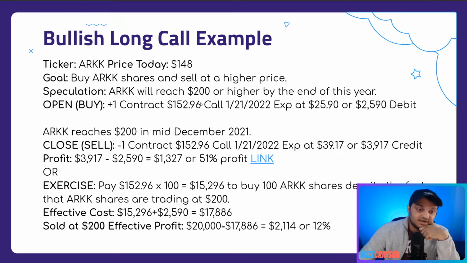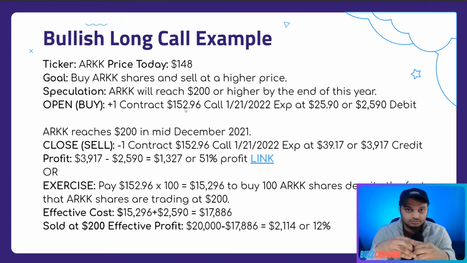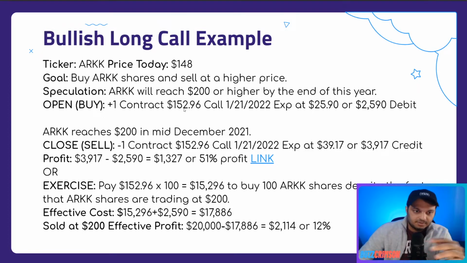The strike price is $152.96. If the ARKK stock price reaches this strike price or goes above, I'm in the money and I can exercise. As I mentioned before, as the stock price keeps going up and gets closer to this or goes above, the price of the option will explode because it is in the money. Those are more expensive, right? So just remember that. I paid $2,590 to buy this call option.